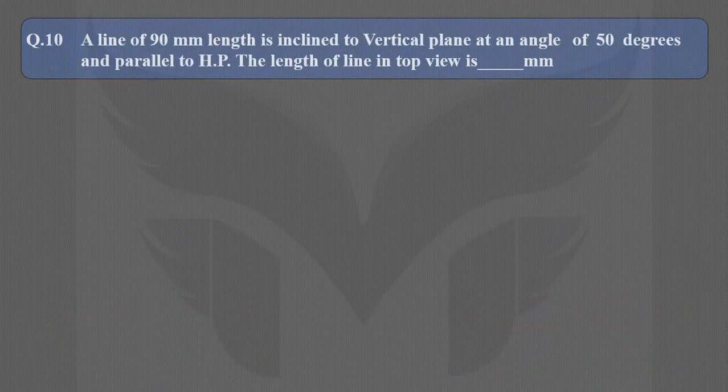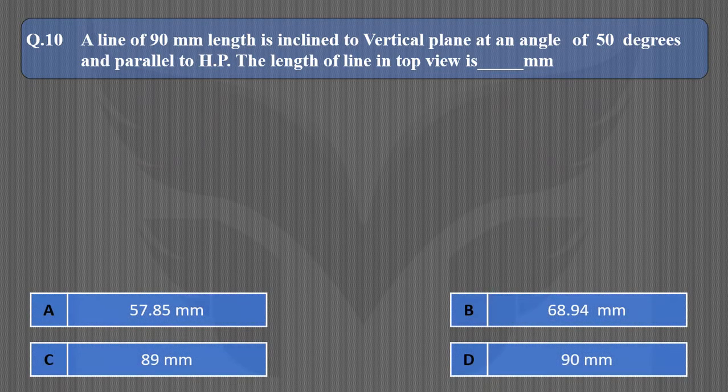Next question. A line of 90 mm length is inclined to the vertical plane at an angle of 50 degrees and parallel to HP. The length of the line in top view is dash dash mm. Here are the options. A line of 90 mm length means here true length is 90 mm and this true length is inclined to VP at an angle of 50 degrees. Inclination of a line with VP is visible in which view? Yes, right, in top view.